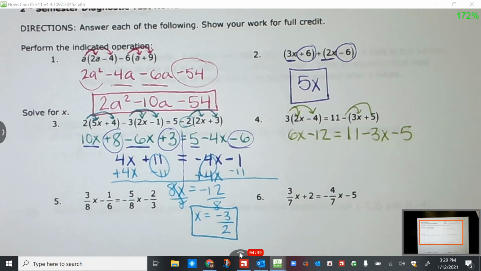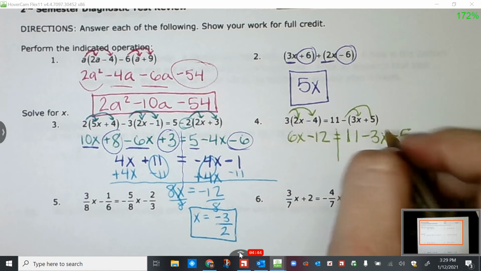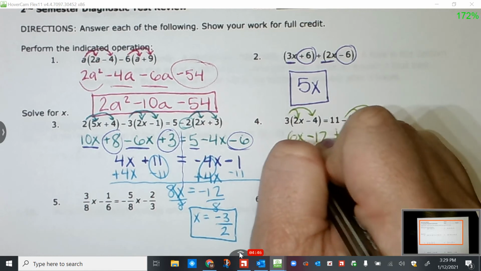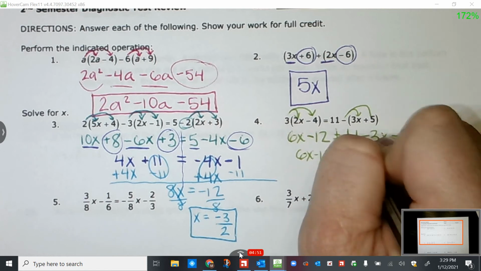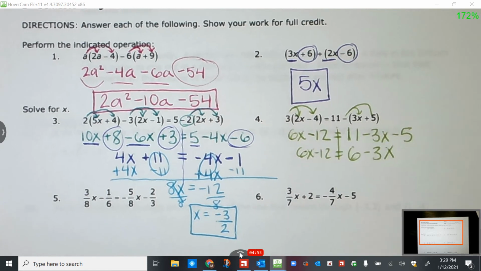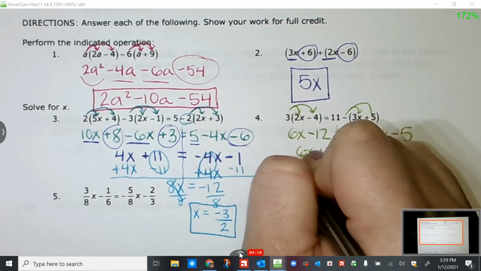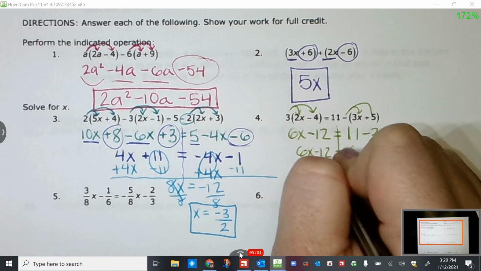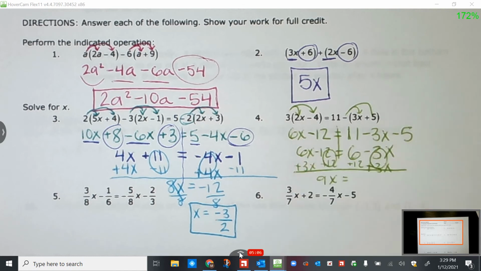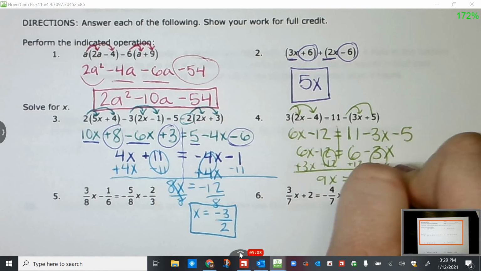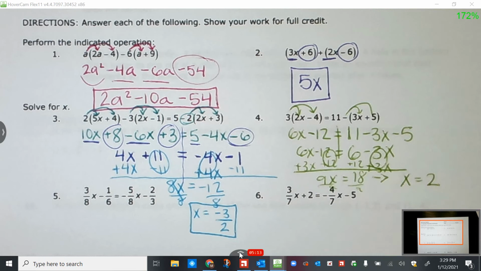Okay, so knowing that, I'm going to combine like terms. Here I have 11 minus 5, so I have 6x minus 12 equals 11 minus 5 is 6 minus 3x. So again, I like to move my smallest x first, so plus 3x plus 3x. And I'm going to add 12 also. And that gives me 9x equals 12, 18. Therefore, x equals 2, because you'll divide both sides by 9, and x equals 2.